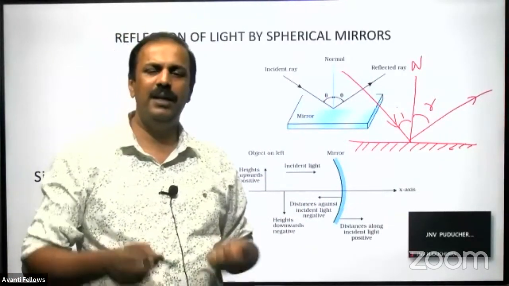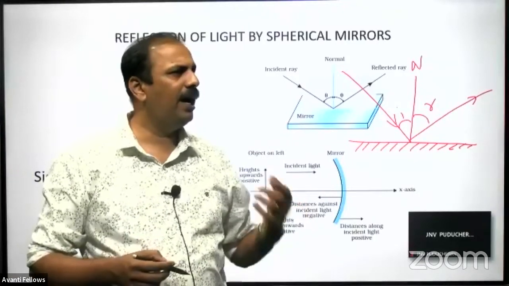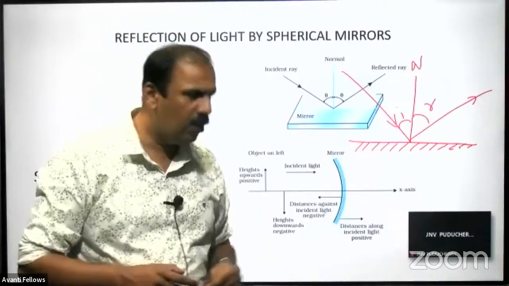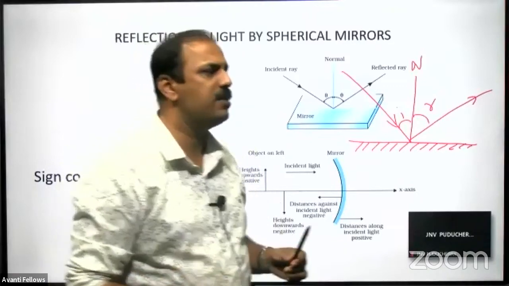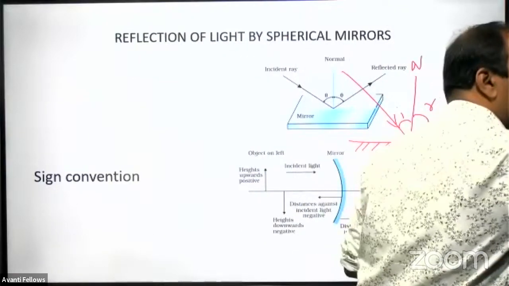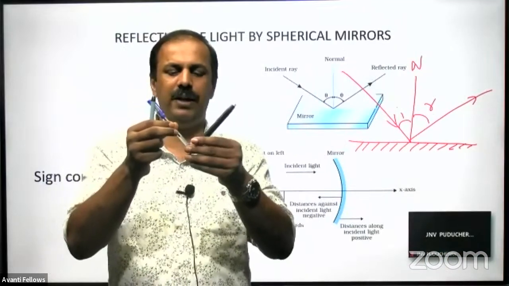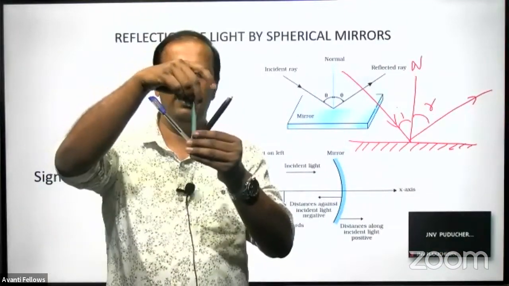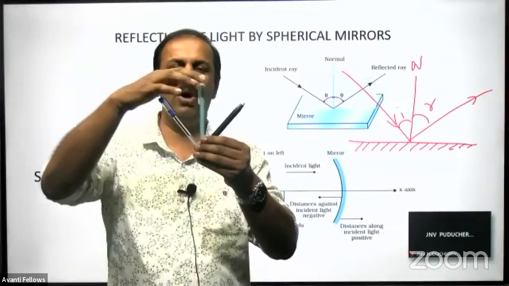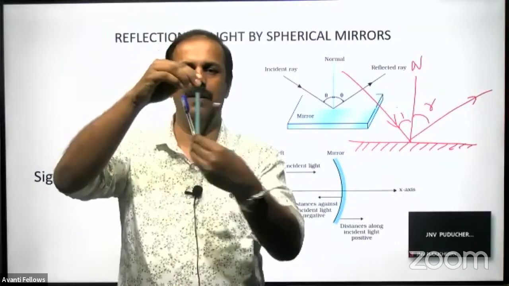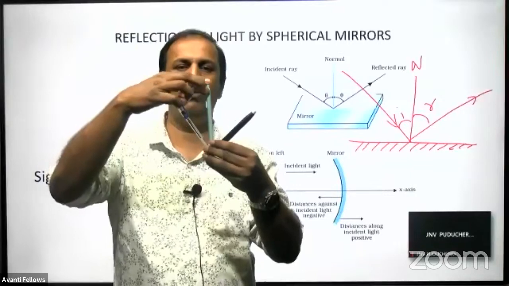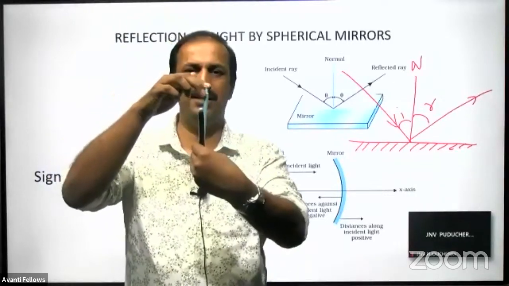What is that? The incident ray, the reflected ray, and the normal at the point of incidence all lie in the same plane. What is the meaning of that one? See here, if this is the incident ray and this is the reflected ray, and if this is the normal, if you have three like these, all are in the same plane like this. This one cannot go away from the plane. That's the meaning of that one.